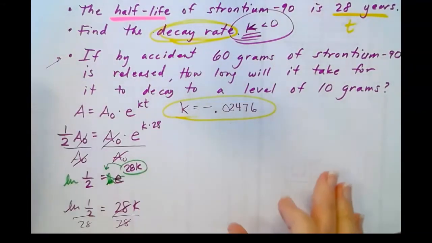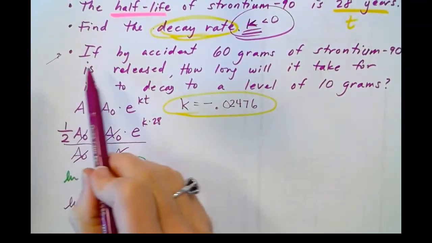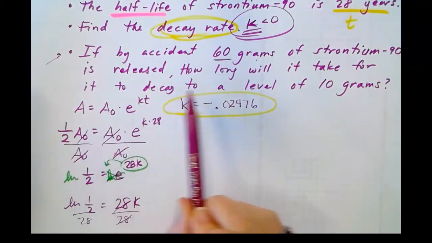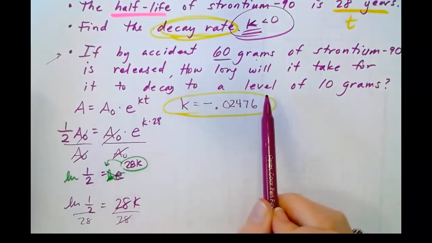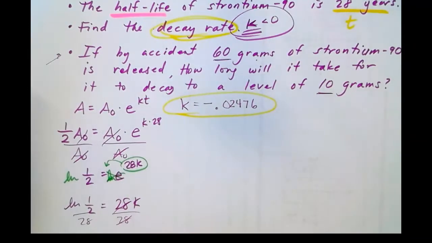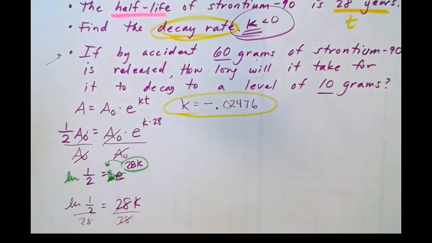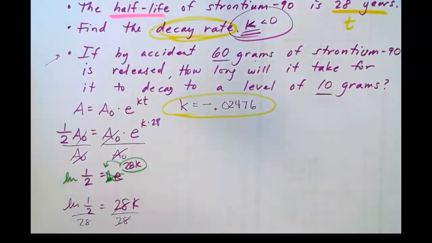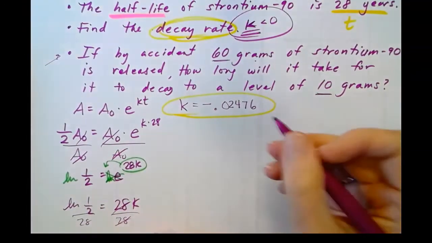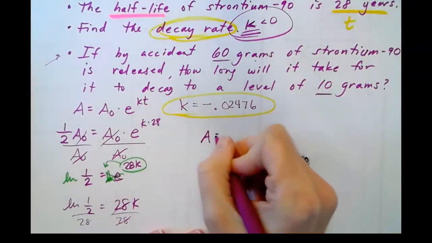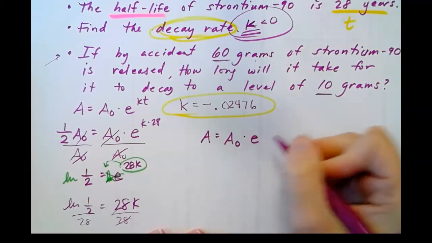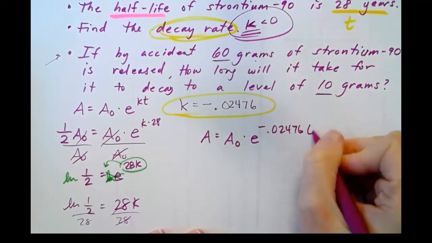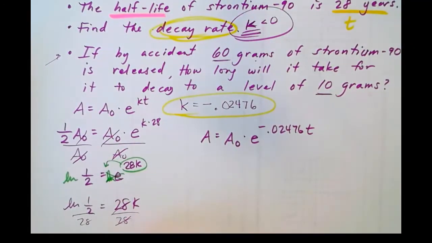So now let's read this second part of the problem. If by accident 60 grams of strontium-90 is released, how long will it take for it to decay to a level of 10 grams? Now we actually are given amounts that we can plug into the equation, but we now know the decay rate, so we can rewrite the whole model. So the model for strontium-90 is that A equals A sub 0 times e to the negative 0.02476t. This is the model that we'll use for strontium-90.